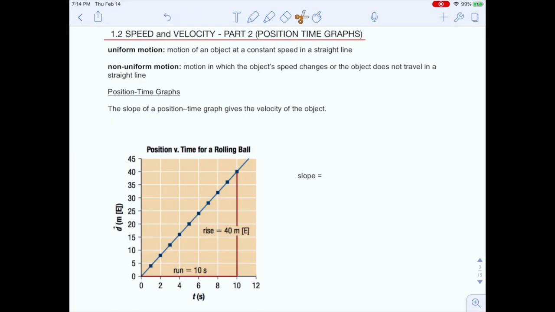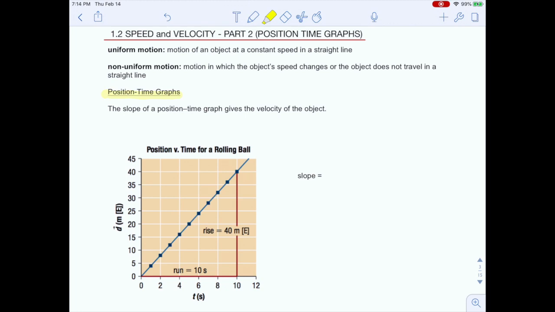You can gather a lot of information about the motion of an object by viewing graphs of motion. There are many different types of graphs for motion or moving objects. The first one that we're going to look at today is called a position time graph. Position time graphs have position on the y-axis and time on the x-axis. So below, we have an example of a position time graph for a rolling ball.